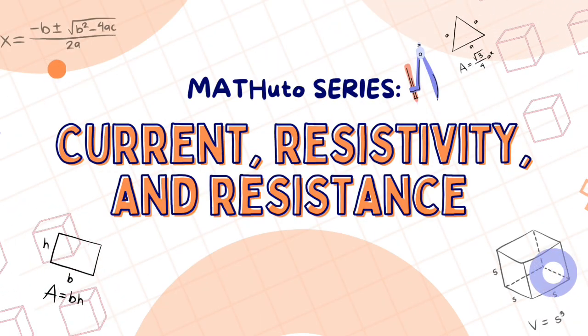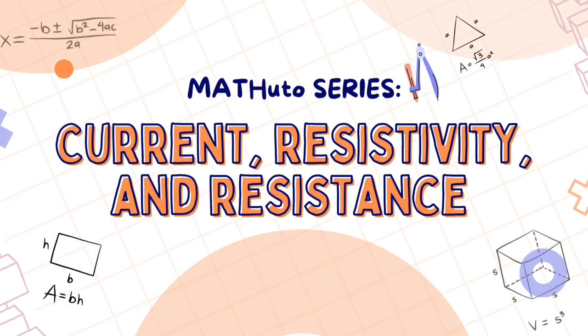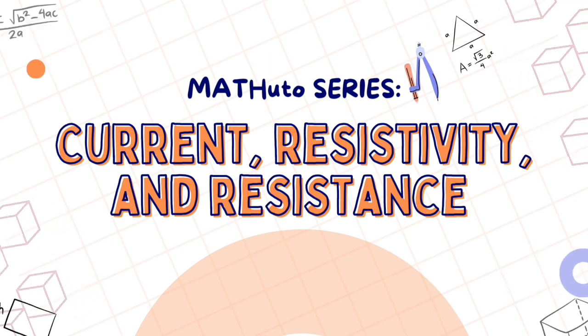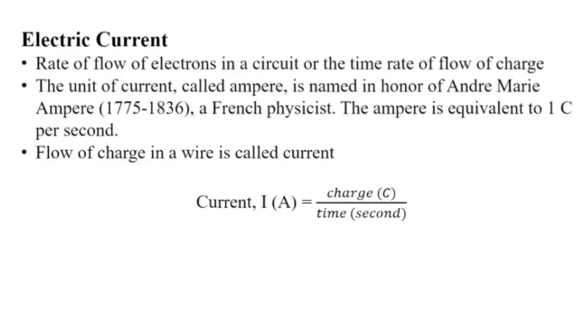I am from Grade 12 Watt, and for today's discussion, we are going to talk about current, resistivity, and resistance. So to start with, let us all define muna kung ano nga ba ang current. Current typically refers to the flow of electricity through a conductor like a wire. Siya ay measured in units called amperes. So, if your current is higher, it means more electricity is flowing through the wire.